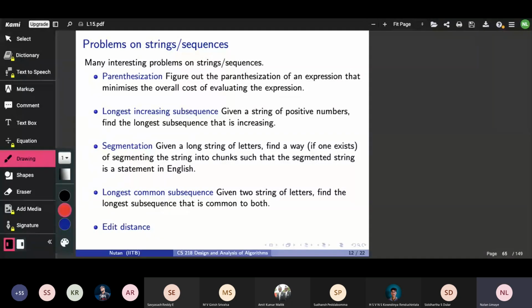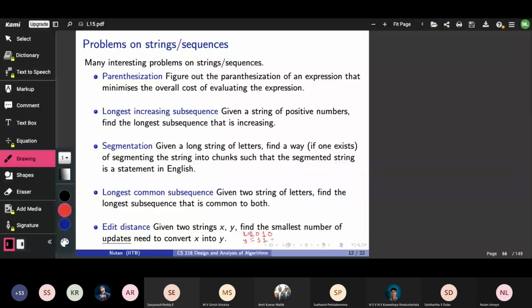Yet another problem could be the edit distance problem. You are given again two strings, X and Y, and you find the smallest number of updates needed to convert X into Y. So for example, I'm working over a binary alphabet and my X is just this and say Y is 110. Then in fact, X to Y is possible by omitting this 0. Or alternatively, from Y to X, one can go by adding this 0, but I'm asking whether I can go from X to Y, so then I can do that using deletion.